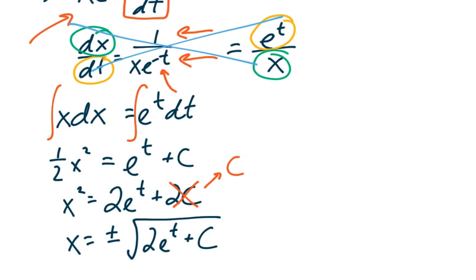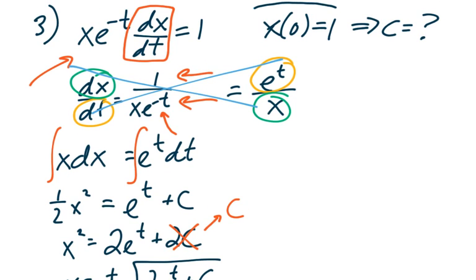Okay, that's great. That's my general solution for this differential equation, but I need to actually use the given information that I have over here to help us solve for c. What is c equal to? So I can use this given information. I can plug 0 in for t and plug 1 in for x.